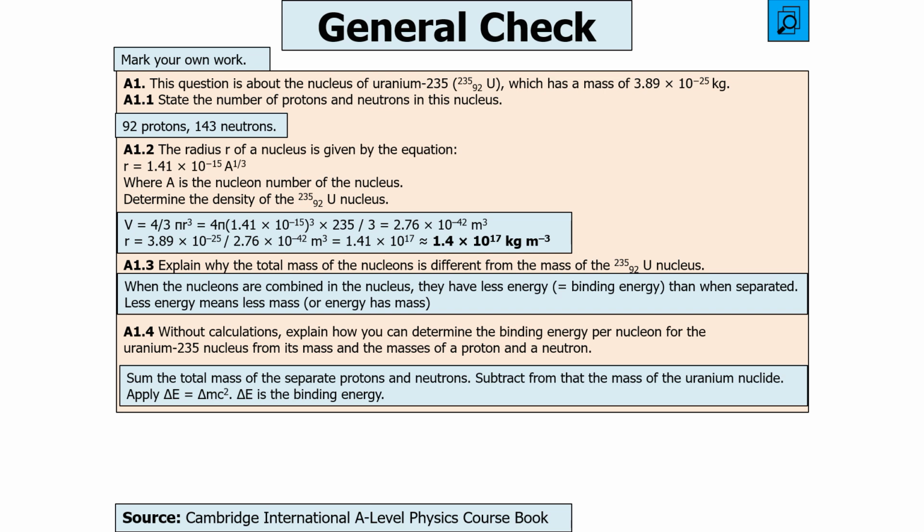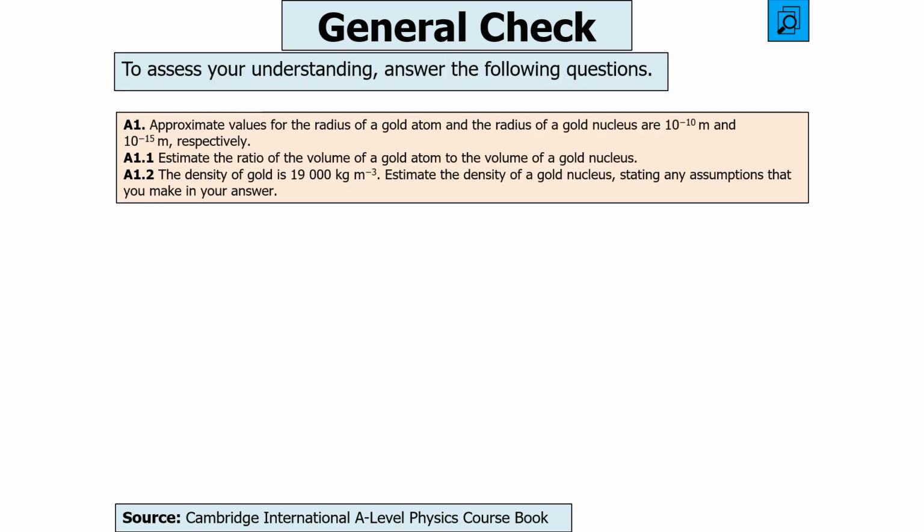In the next one, if you sum the total mass of the separate protons and neutrons, then you subtract that from the mass of the overall uranium nuclide, you can then work out what the energy is when it goes into a nucleus by doing the energy is equal to the change in the mass between the separate protons and neutrons and the nucleus times by c squared, and this change of energy is known as the binding energy.